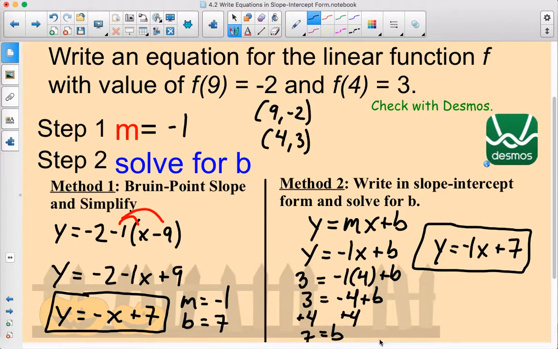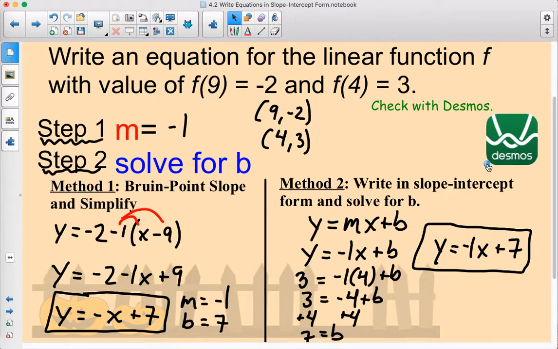And I'm done. I see that they both agree. Y equals negative x plus 7, y equals negative x plus 7. Doesn't matter which way you use, or even which point you use, because both of those points are on the line. Key things to take away. Step 1, always see if you have your slope or if you need to calculate it. Step 2 is solve for b. You can either do point slope and simplify, or write in slope intercept form and then solve for b.